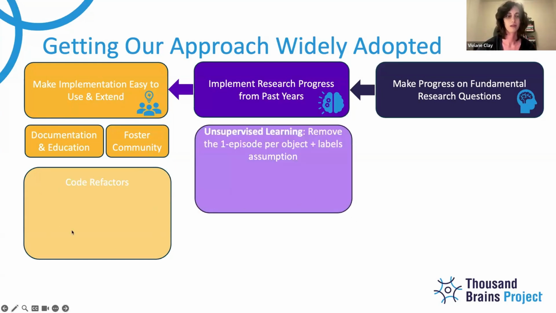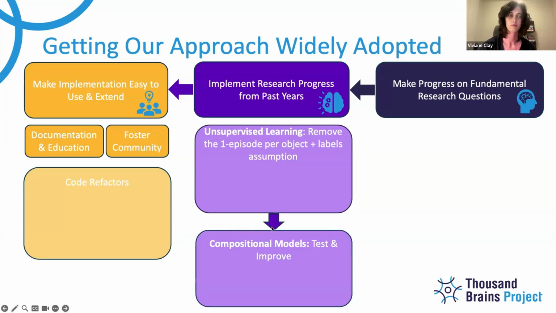Yeah, I won't go into too much detail on this part. So then on implementing research progress, Niels and I basically put down two bigger objectives. One is better unsupervised learning, which is required for the next one, which is actually testing our hierarchy implementation and seeing how well we can model compositional objects.